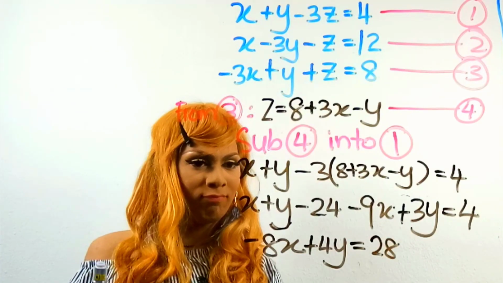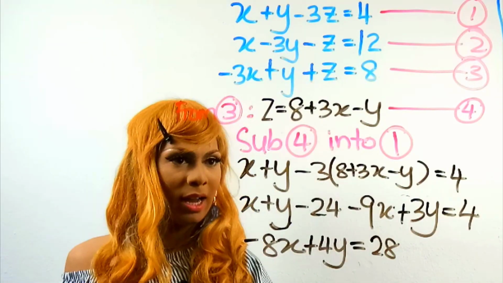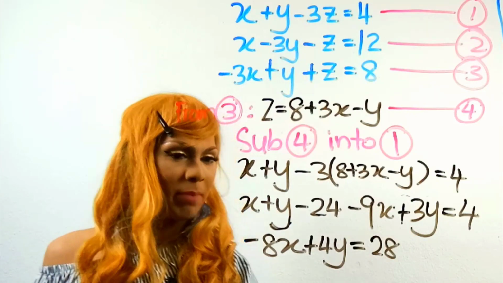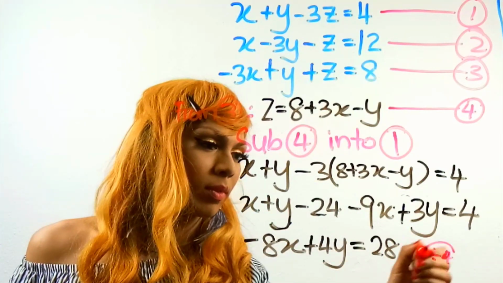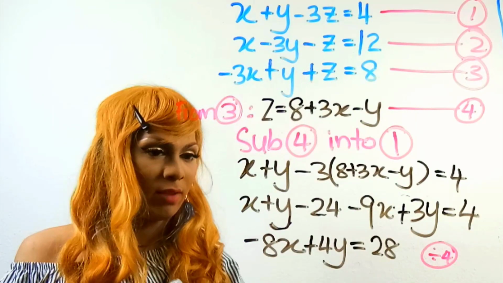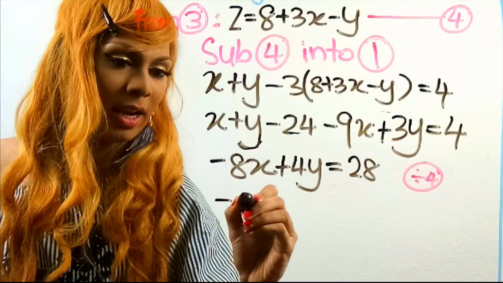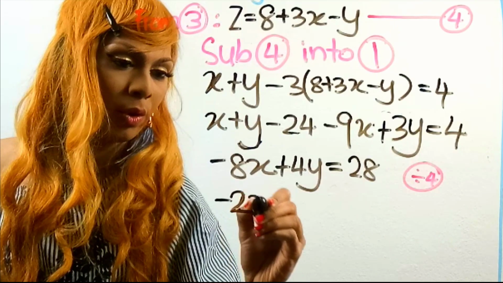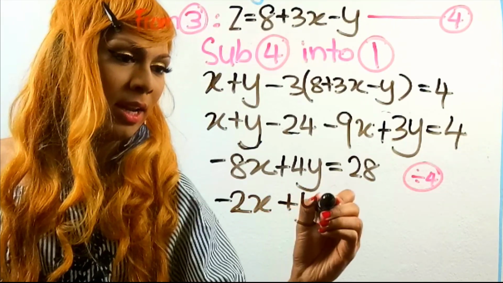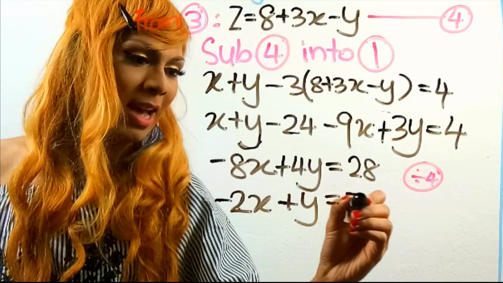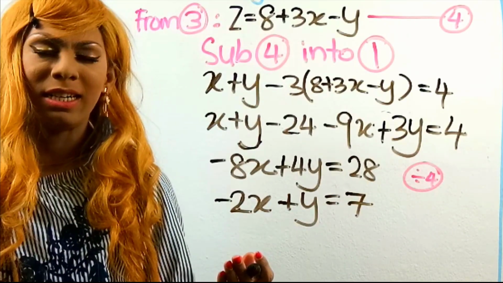Okay, I can divide all this by, we can divide by 4. Okay, so let's divide by 4. We can simplify it. So I will have negative 2x, okay, plus y equivalent to 7.